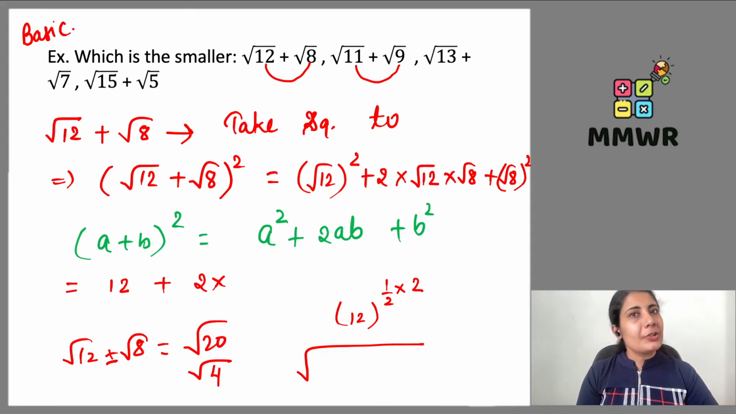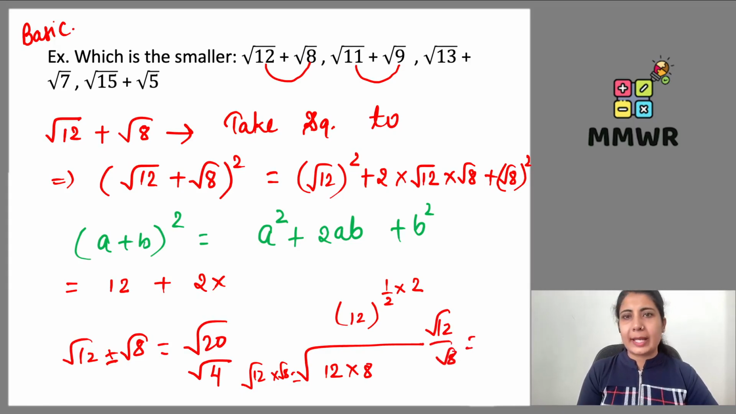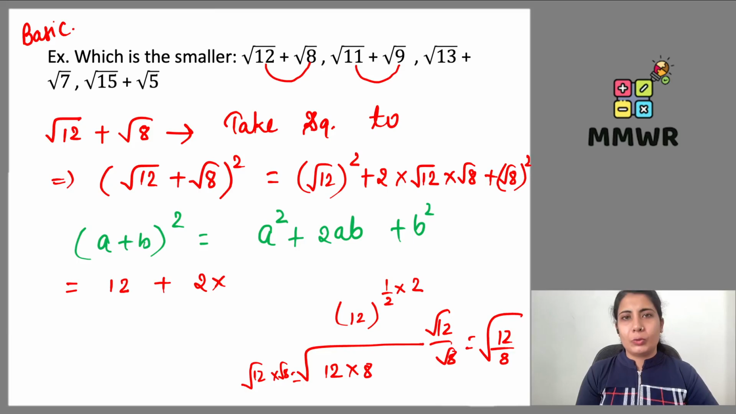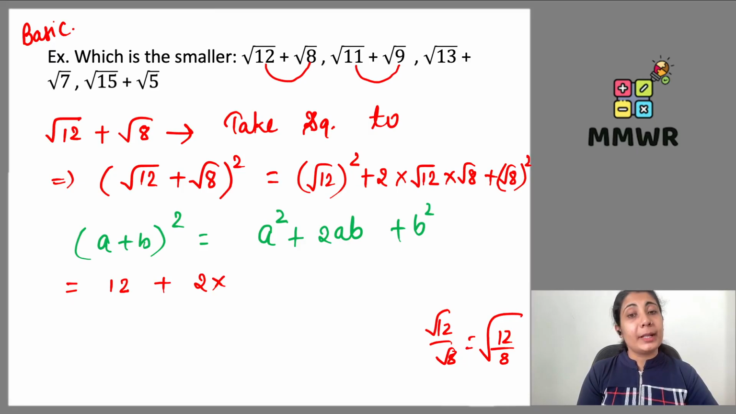No, but multiplication and division can be combined if they are in the root. Root 12 multiply root 8 can be written as root over 12 multiply 8. Similarly, root 12 divided by root 8 can be written in one root, that is root 12 upon 8. Only for division and multiplication is it allowed to write them in a common root. Otherwise, we always have to keep them separate.